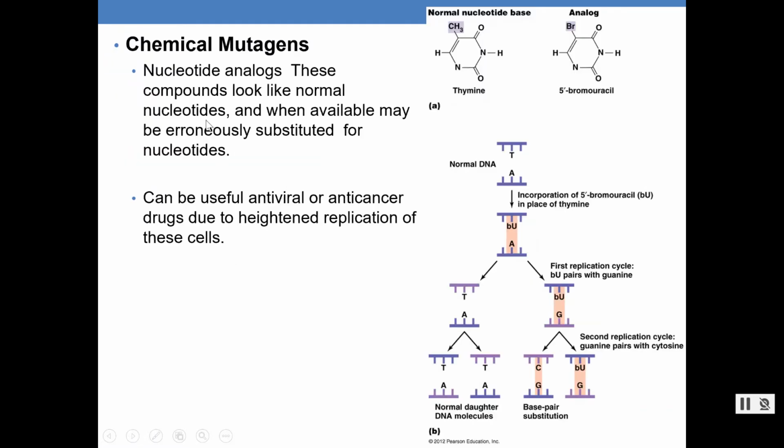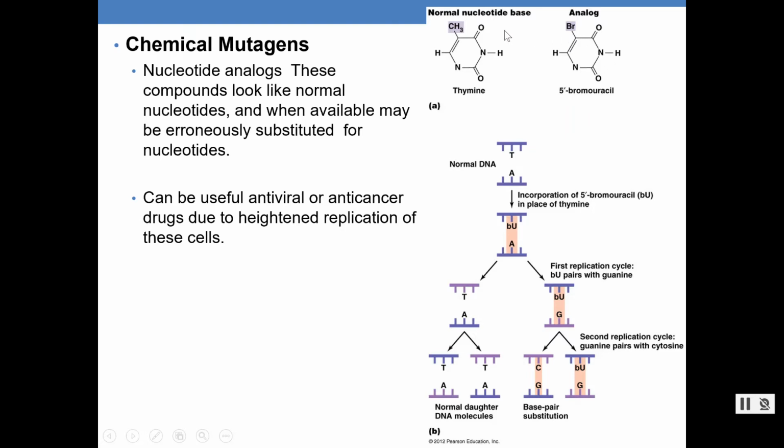What else? There are some chemicals that cause mutations, and you see warning labels on things that say this is a mutagen, stay back. There are different chemicals that can cause mutations. One particular type of chemical that ends up causing mutations is classified as nucleotide analogs. So here's the normal thymine and what that looks like. There are some chemicals that have a structure that looks very similar to a nucleotide. One of these is called 5'-bromouracil.